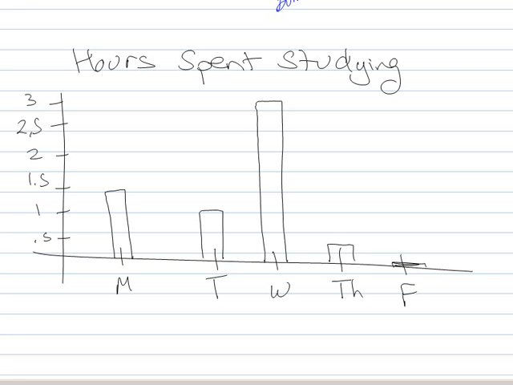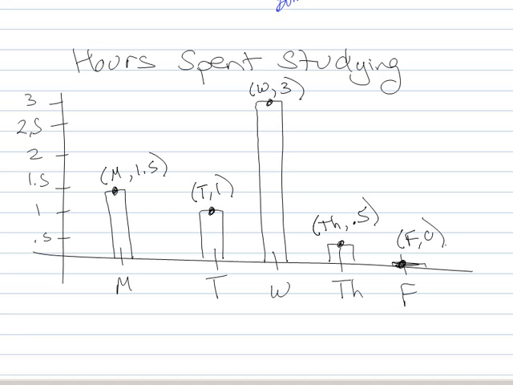So let's talk about what this looks like. If I wanted to write this as a coordinate pair, I would say, on Monday, I'm studying for 1.5 hours. On Tuesday, I'm studying for 1 hour. On Wednesday, I'm studying for 3 hours. On Thursday, a half an hour. And on Friday, like we said, I'm not really studying at all.